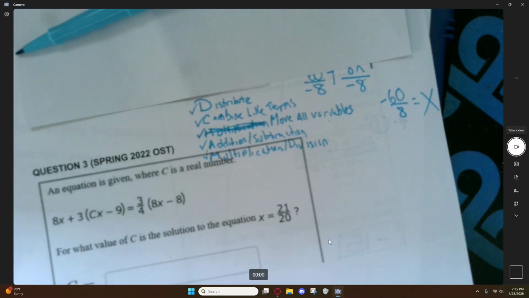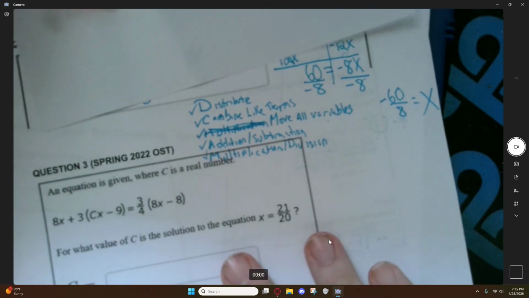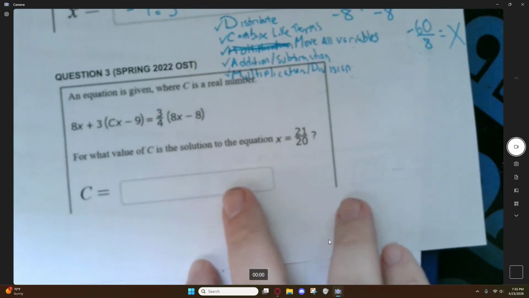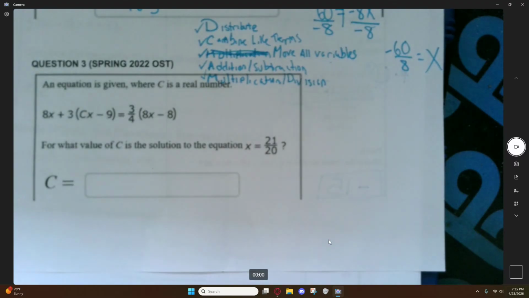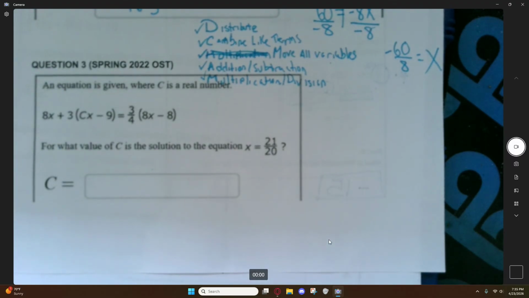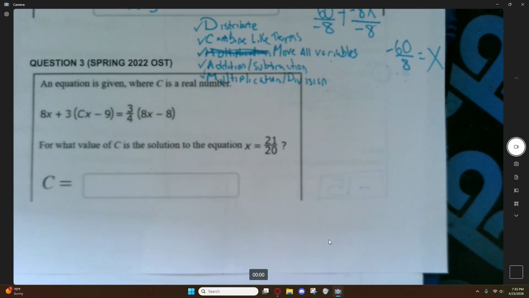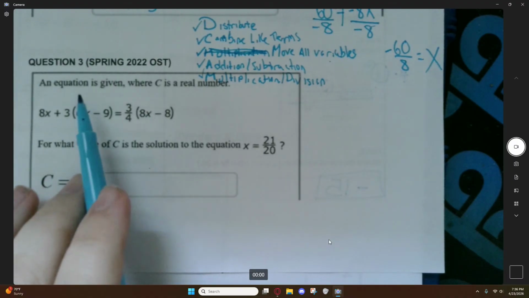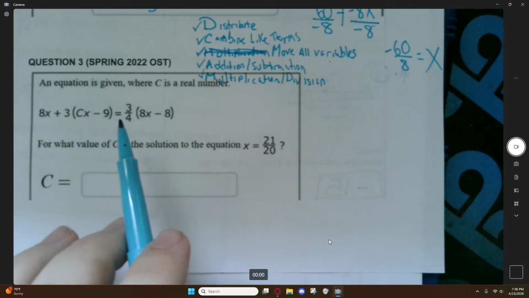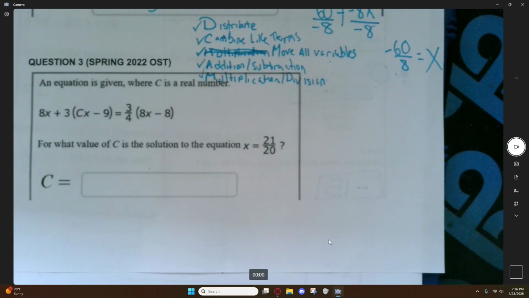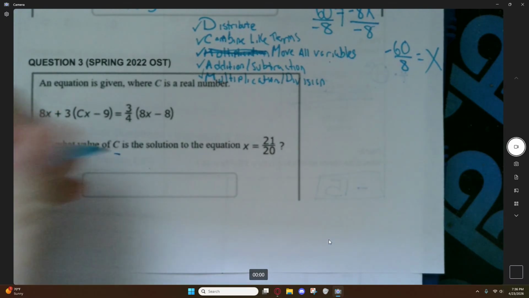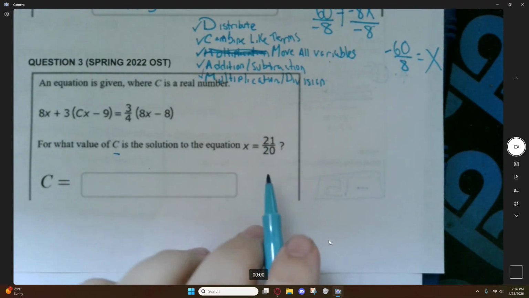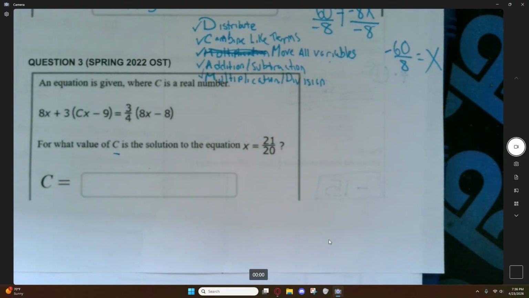Alright. So, let's move to question 3. Question 3 is a very tricky question. I had to sit here and look at it a couple times. The equation is given where c is a real number. 8x plus 3, parentheses cx minus 9 equals 3/4 times 8x minus 8. For what value of c is the solution to the equation x equals 21 over 20?